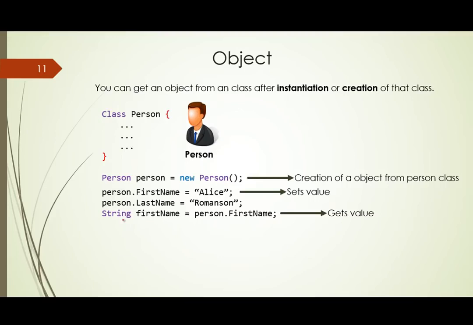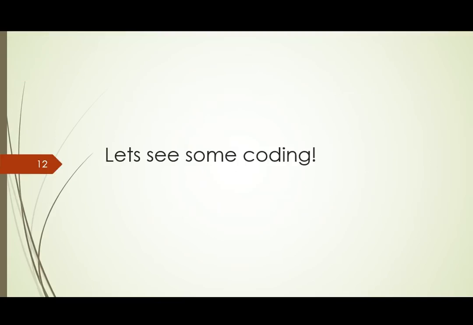And how you get the values, it's very simple. It's like setting the values, but taking it into another variable. That's how you get the value. That's it. Now let's see some coding.